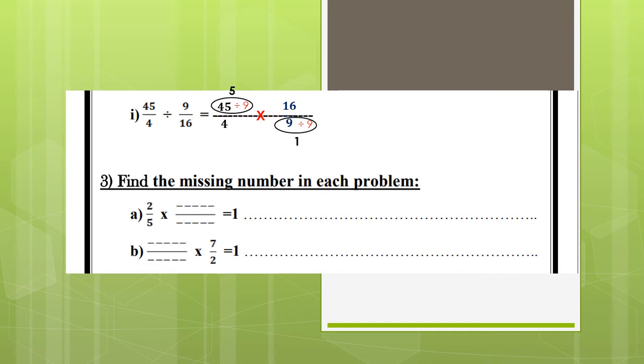4 and 16 are together in table 4, so I'm going to divide by 4 up and down. 4 divided by 4, which is 1. 16 divided by 4, which is 4. What's left from up? 5 times 4, down 1 times 1, so my final answer is 20.